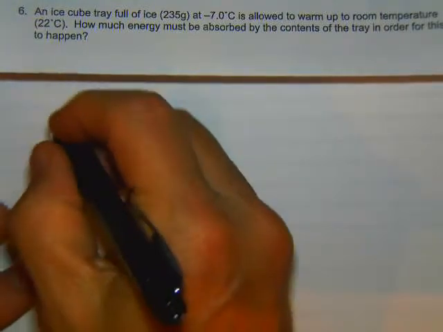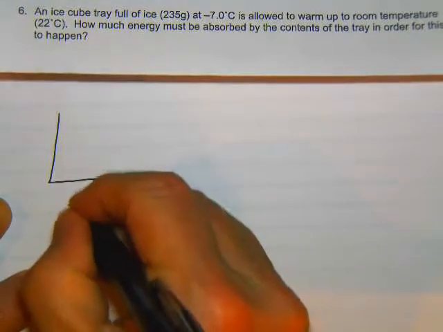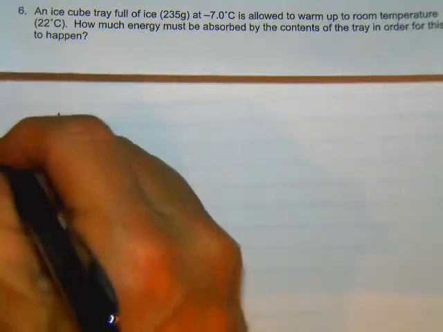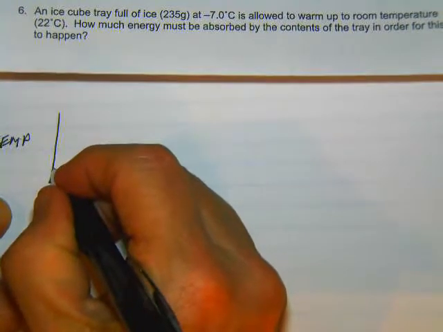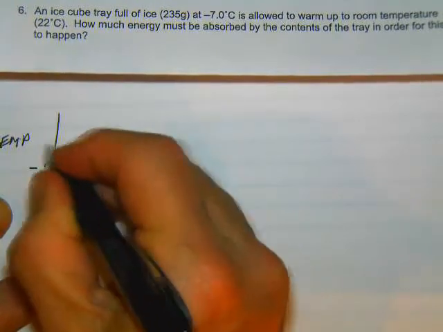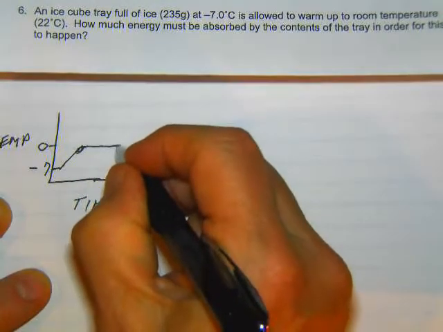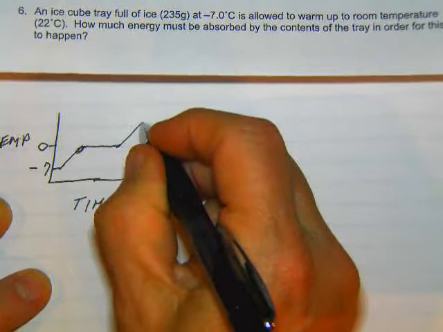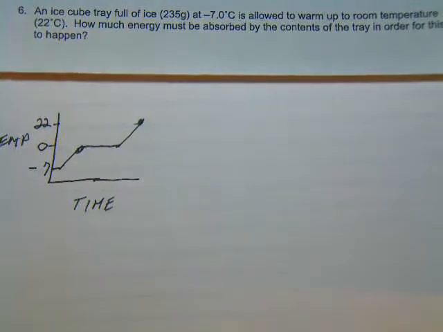So again, let's do our graph. So put our graph in here. And we've got time. Again, we have temperature. Okay, we've got the ice at a minus 7, so we got to warm it up to 0. And then we got to melt it, and then we're going to warm it up to 22 degrees. So really, we got a 3-step problem on this one. So let's do the first one. We got solid ice, and we've got to get it up to 0.